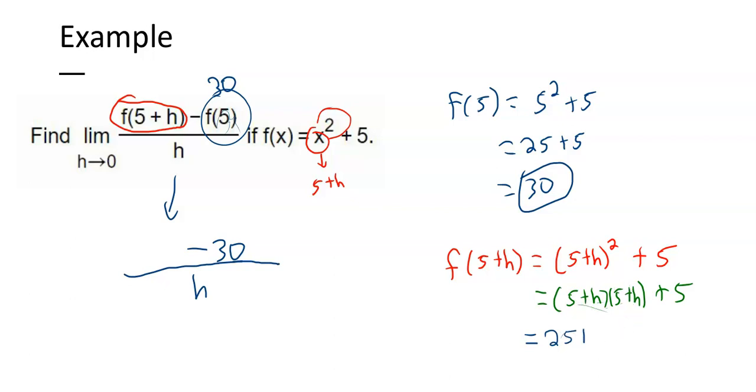5 times h, which is 5h. H times 5, which is also 5h. And h times h, which is h squared. And then we'll have the plus 5, which we copy down there.